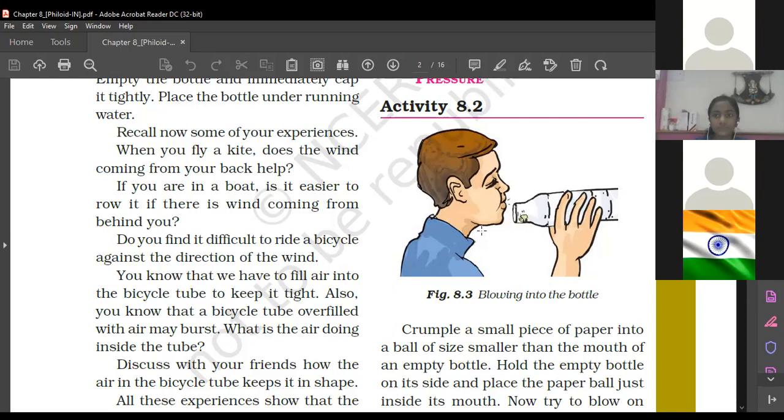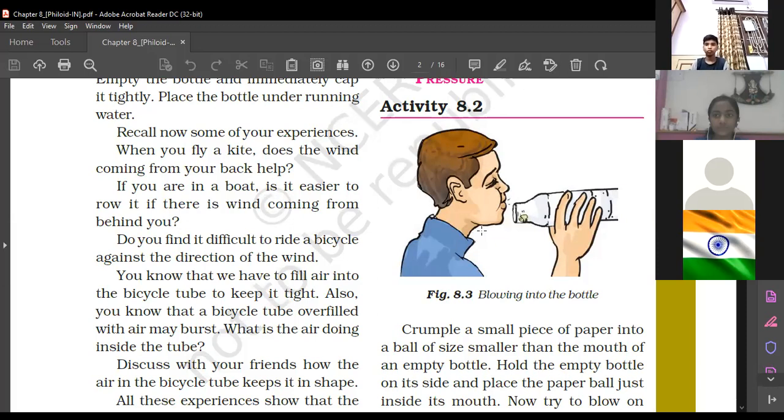Completed. Okay. So, see, keep a bottle and a piece of paper in that. When we blow, the air exerts pressure and the paper moves towards the bottom of the bottle. Really? Sir, I observed that. No. Then you have taken the bottle in the vertical position. You have to keep the bottle in the horizontal position, how the person is handling it in the picture.